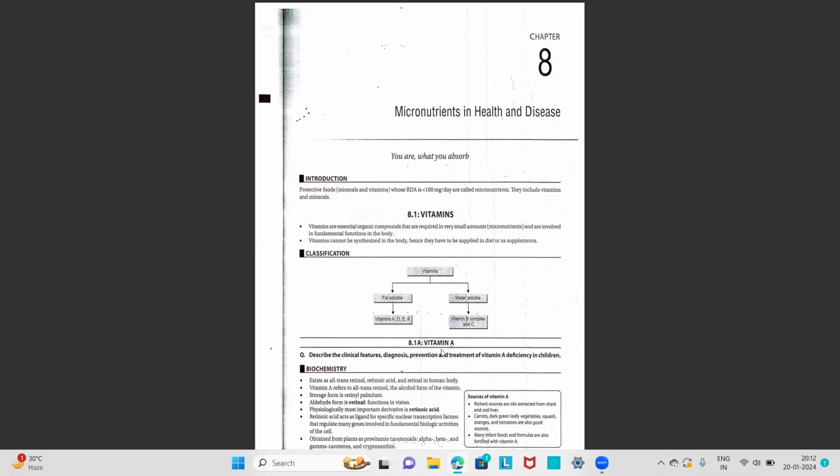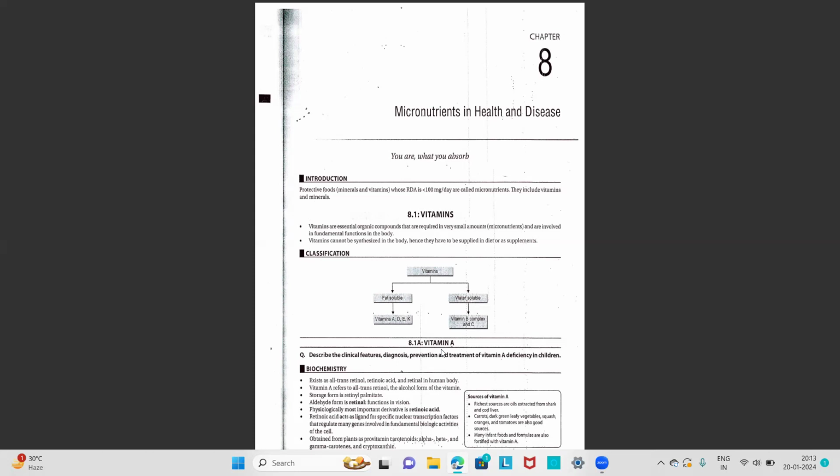Let's start with vitamin A. It exists as all trans retinol, retinoic acid, and retinal in the human body. Vitamin A refers to all trans retinol, the alcohol form of the vitamin. The storage form of vitamin A is called retinyl palmitate, which is usually stored in the liver. The aldehyde form of vitamin A is called retinal, and the major function of this retinal form is vision. Physiologically, the most important derivative is retinoic acid, which acts as a ligand for specific nuclear transcription factors that regulate many genes involved in the fundamental biological activities of the cell.